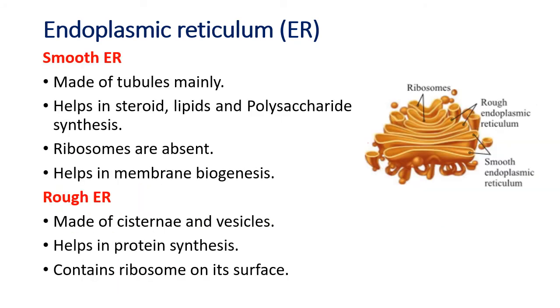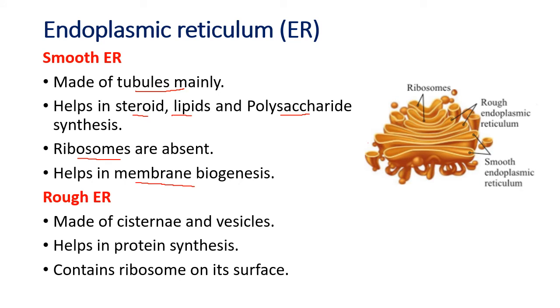So we'll see the small basic differences between the smooth ER and the rough ER. The smooth endoplasmic reticulum is made of tubules mainly. You can see there are tubes. It helps in steroid, lipid and polysaccharide synthesis, meaning it produces these. In the smooth ER, ribosomes are absent and it helps in membrane biogenesis, meaning making the plasma membrane.